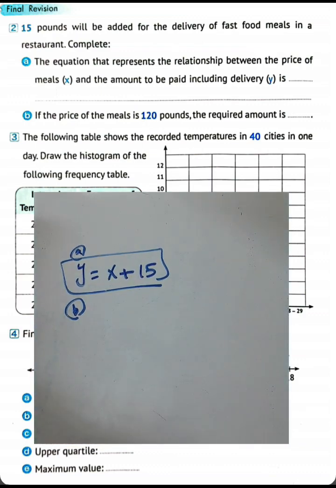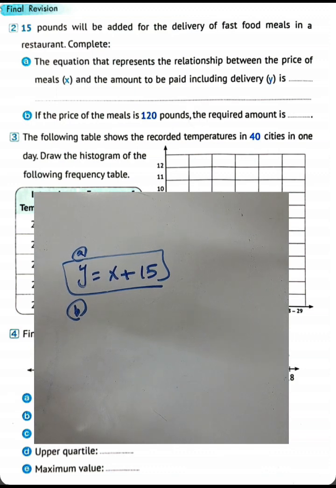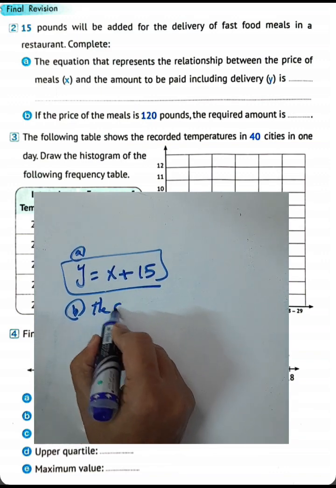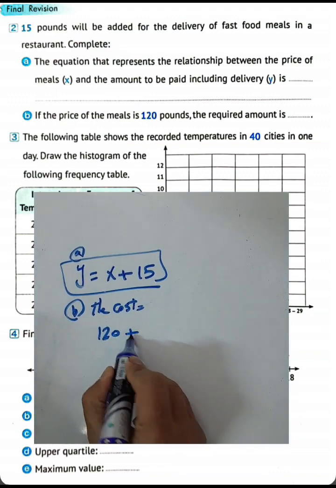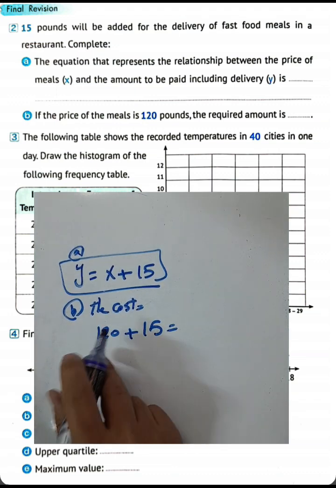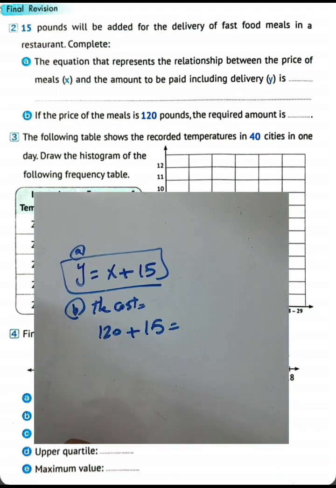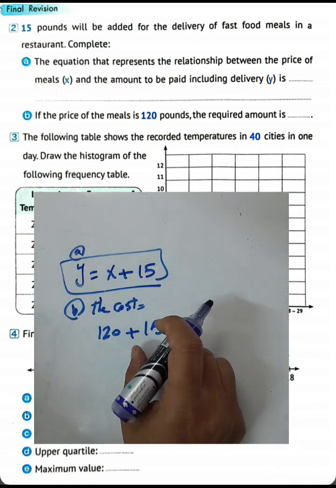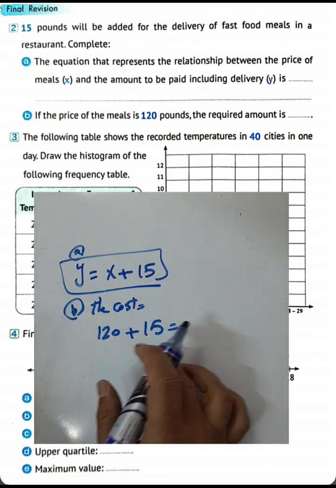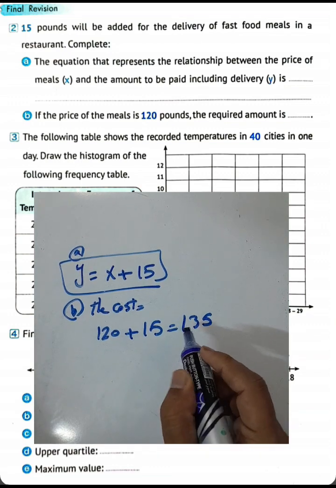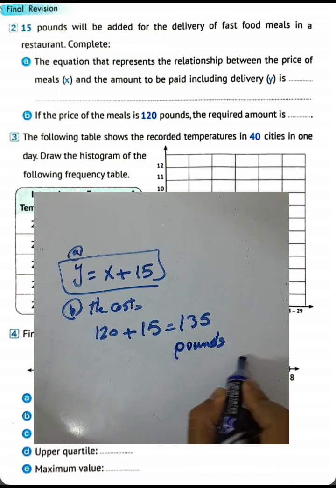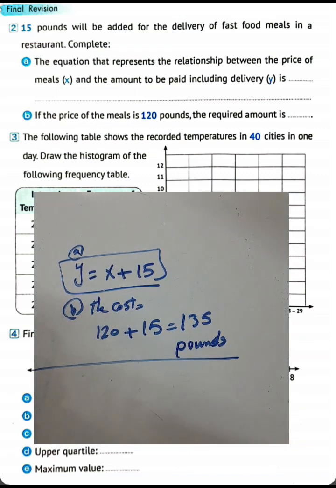Letter B. If the price of the meal is 120 pounds, then the required amount will be 120 plus 15. The total cost will be 120 plus 15. 120 is the price of the meal and 15 is the delivery. Okay, then the total will be 135 pounds. Okay, question number 3.